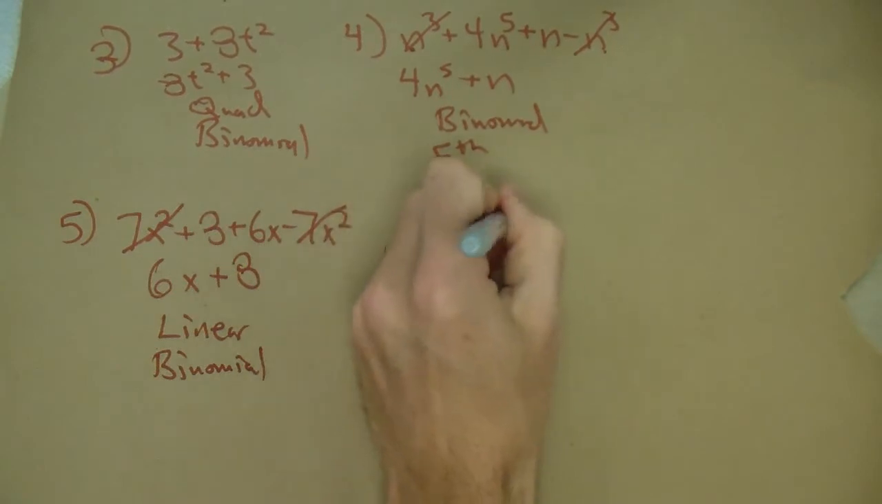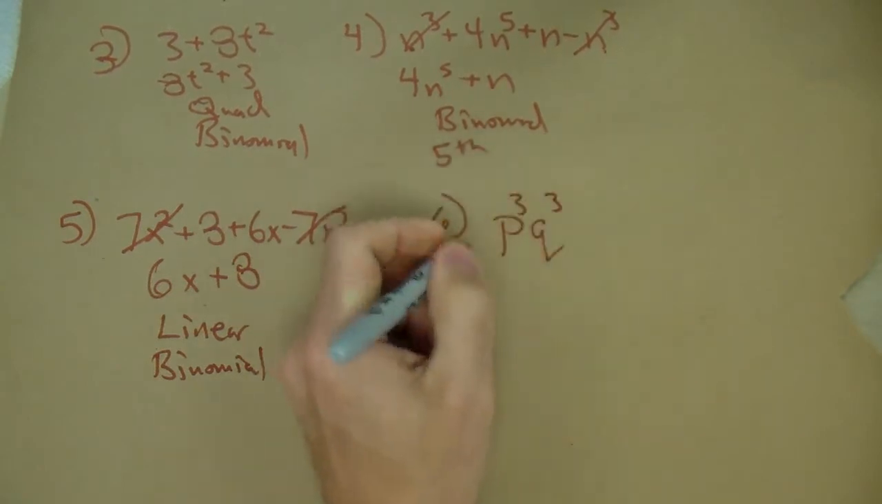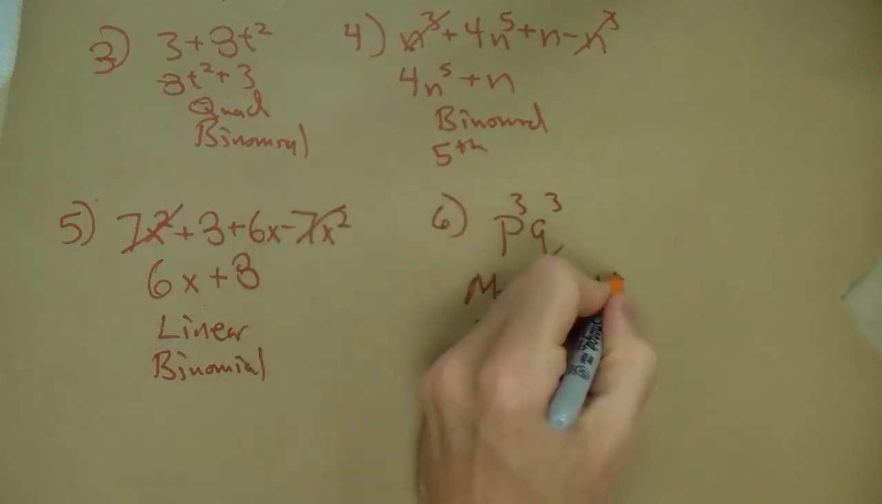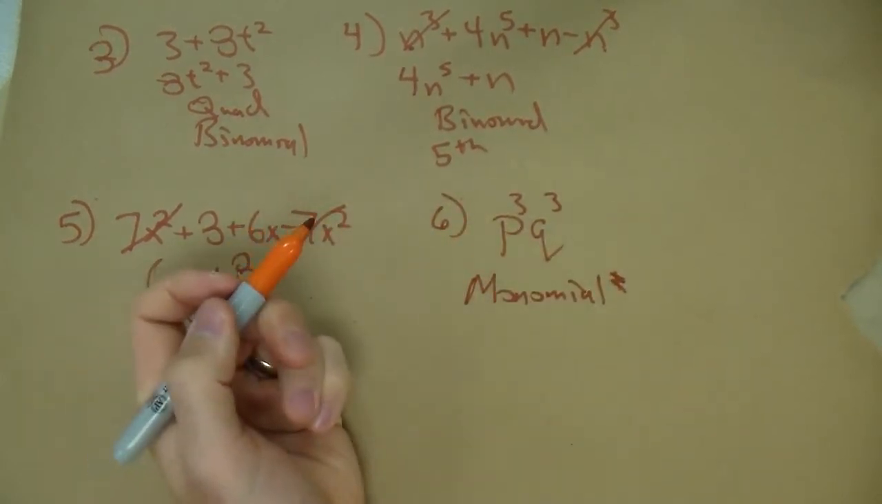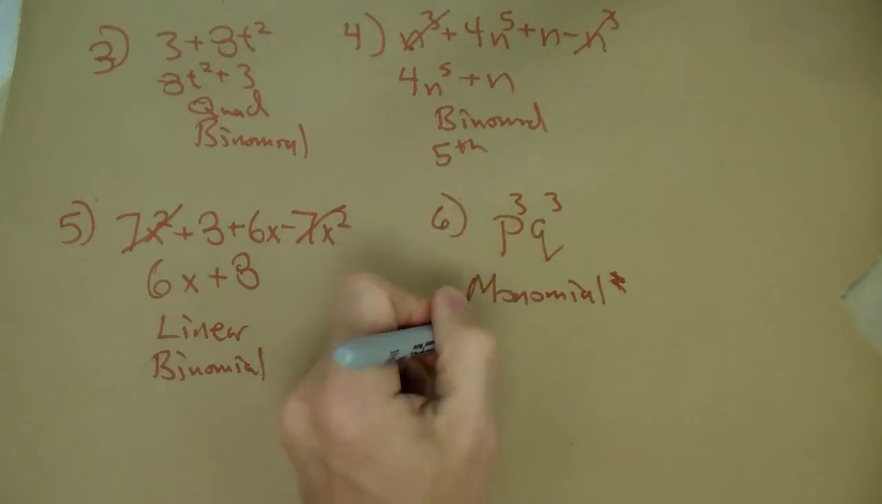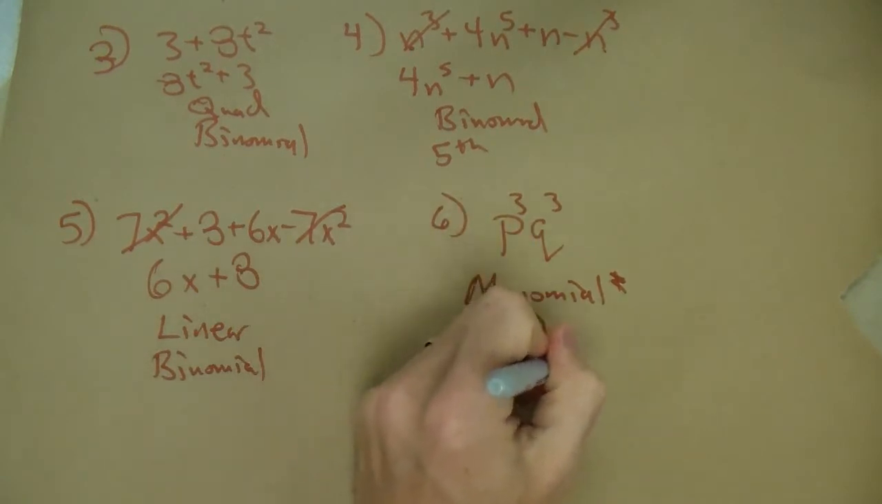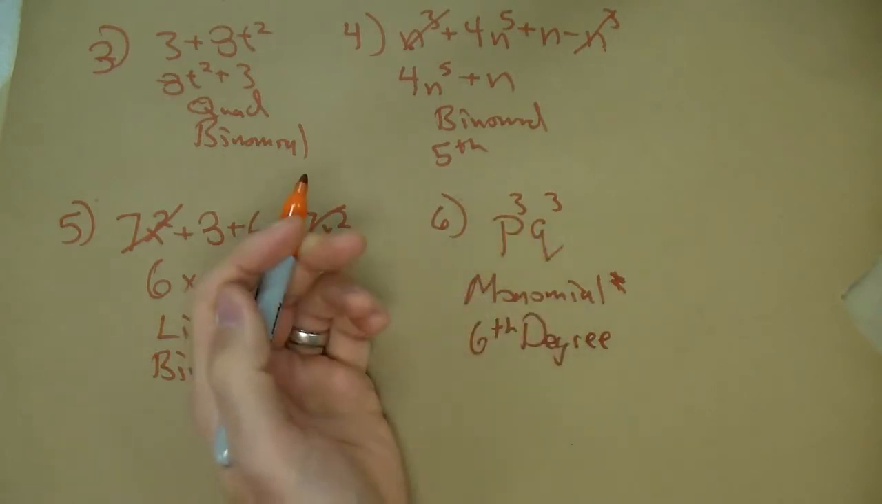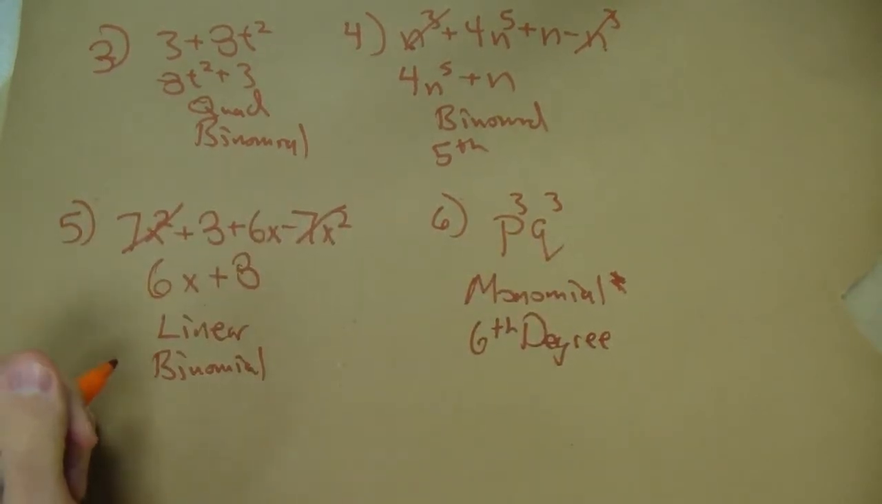Our last one, number 6, is p to the third q to the third. Since it's a single term with no addition or subtraction, we call it a monomial. And when there's 2 different variables, they actually want you to combine the degrees, and so we'd say it's the 6th degree. But it's more important that you recognize that p to the third and q to the third, they're each cubes, they're cubics by themselves.